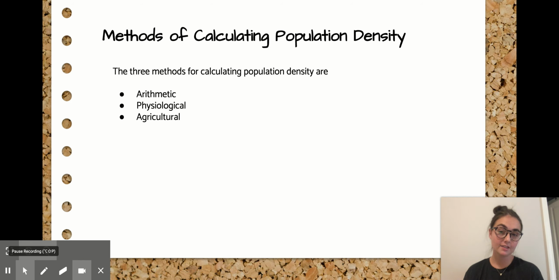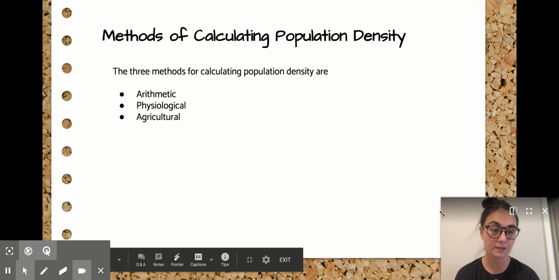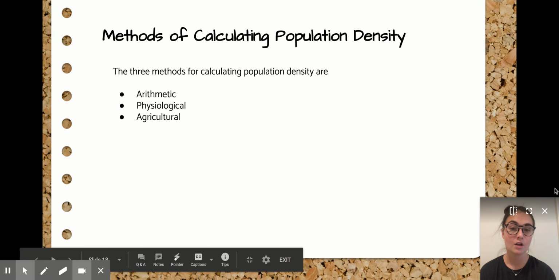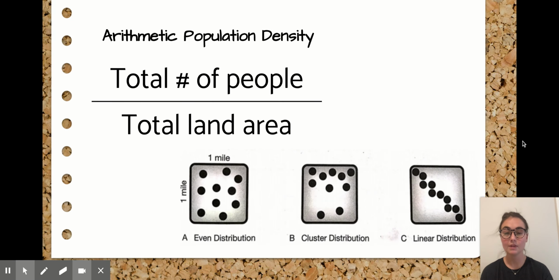There are 3 methods, and we're going to go over each one of those and why they're important and actually the limitations that they have. So, the first type is arithmetic population density.